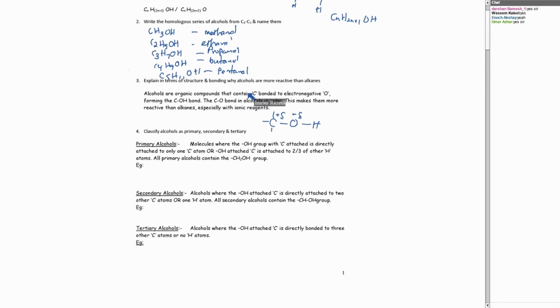So alcohol is an organic compound that contains carbon bonded to electronegative oxygen, forming the C-OH bond. The C-O bond in alcohols is polar. This makes them more reactive than alkanes, especially with ionic reagents. So please copy this diagram, which shows the bond polarity of the C-O bond.